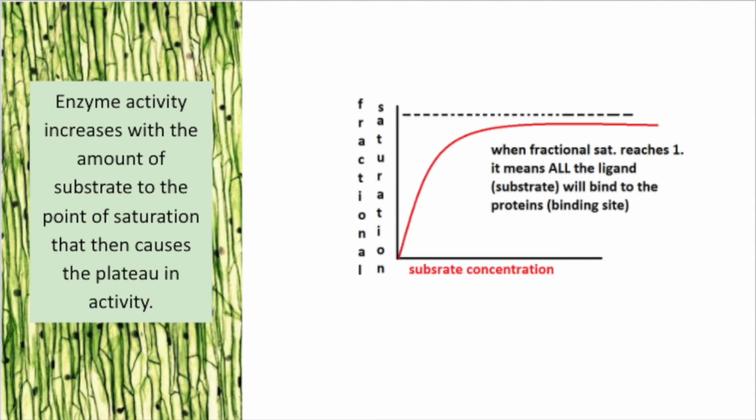So let's summarize. Enzyme activity increases with the amount of substrate to the point of saturation. That then causes a plateau in enzyme activity. In this clip, we have reviewed 3 environmental conditions that affect the rate of reaction in enzymes. Optimal pH and temperature conditions are required, otherwise the chemical bonds are changed in the protein structure of the enzyme, causing a change to the active site. This is called denaturation. The concentration of substrate determines the rate of reaction up to saturation.